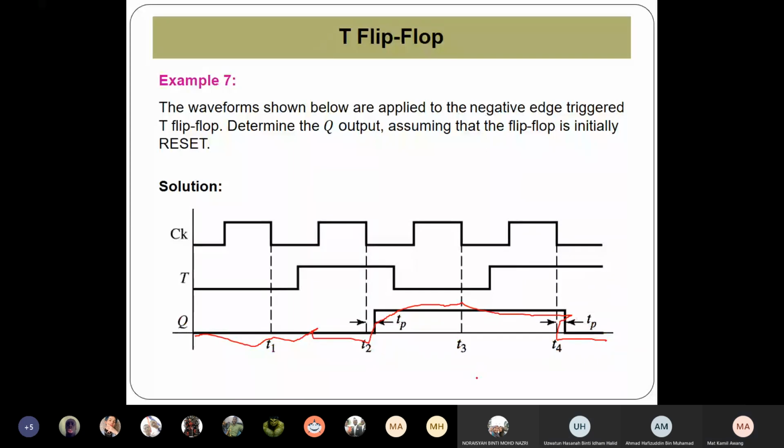Solution. See? Why do you have the tP there? You have some delay actually in practical flip-flops. The change will not be instantaneous. You have some delay, some milliseconds or microseconds of delay.